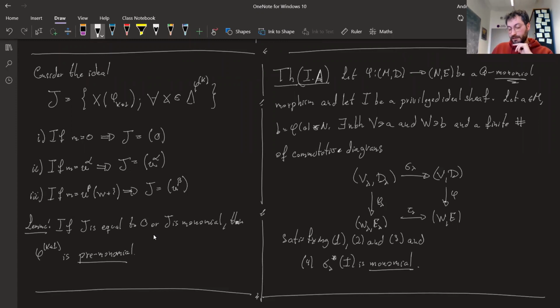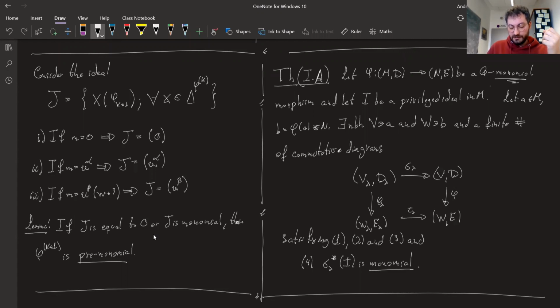So what we're doing is that we're taking an ideal. We take already a morphism which is monomial, and we take some ideal in M. I didn't say where it was. In M, sorry. Let's put the sheaf in something implicit. That was an ideal sheaf in M, and we're going to principalize this ideal, and we will preserve the fact that the morphism was monomial.